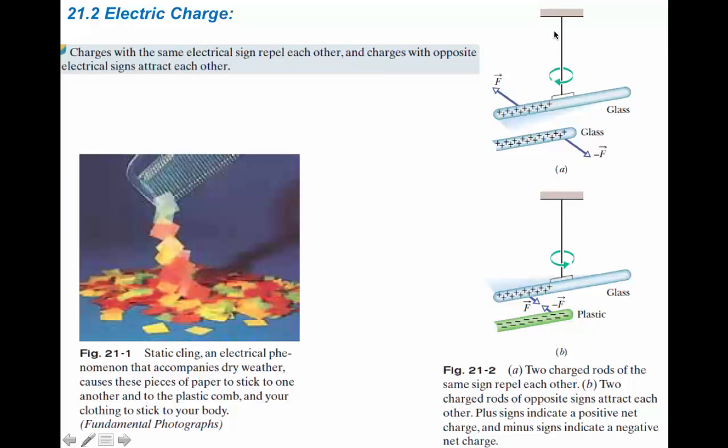signs attract each other. So here we have a glass rod suspended by a string, and it's positively charged, and you bring close to it another positively charged glass rod, and they will experience equal and opposite forces in opposite directions. And so if you bring this positive rod close to this one, it will experience a force in this direction, causing it to spin like that. On the other hand, if you bring a negatively charged plastic rod next to this glass rod suspended from a string, they have opposite charges, and so they'll attract, and so the glass rod will kind of swing around this way towards the plastic rod.